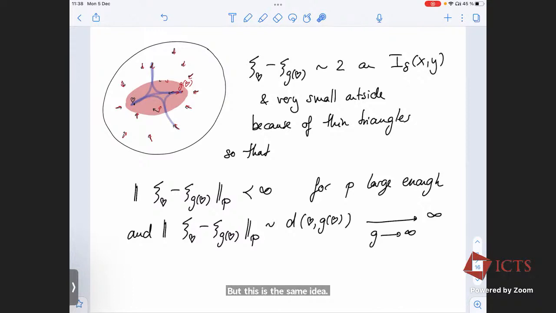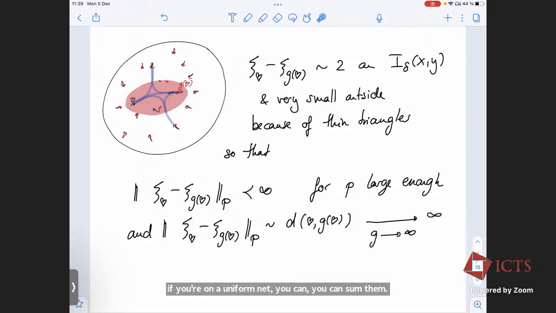Whenever you're in between this base point and the translate of the base point, the value of this difference is going to be almost two, because you have a vector pointing in that direction, a vector pointing in that direction, and when you subtract them, you have something more. And so when you go far away, they're very small. And if you're on a uniform net, you can p-sum them, and that will converge.